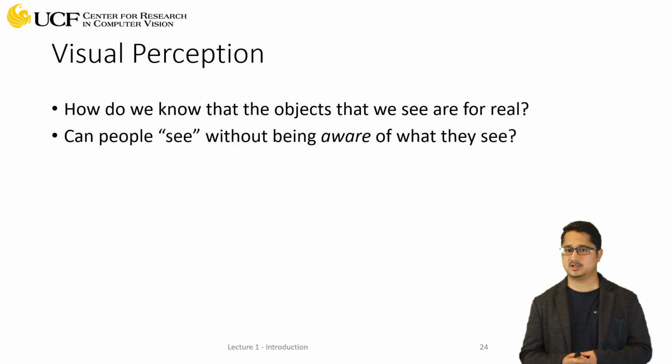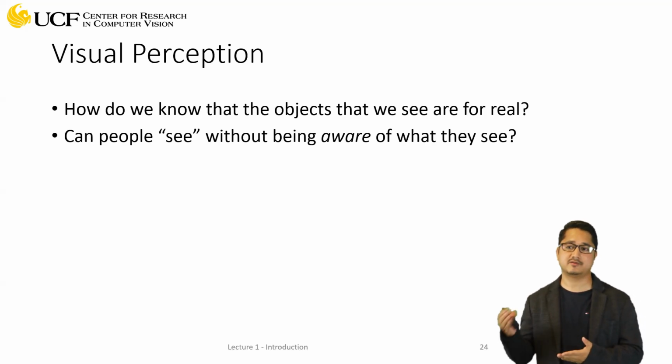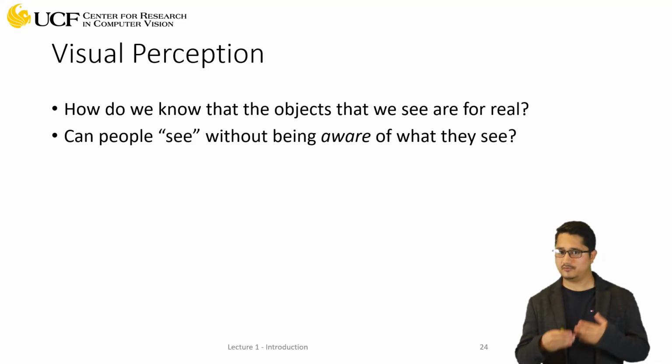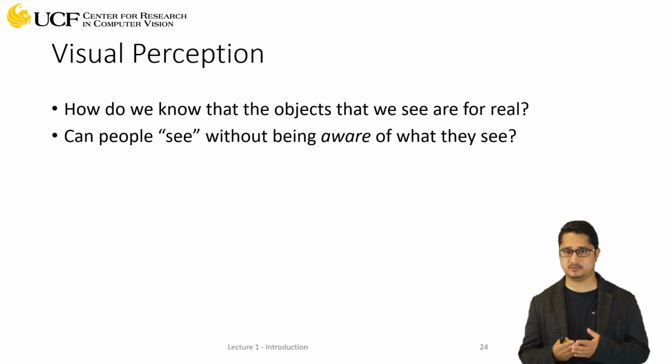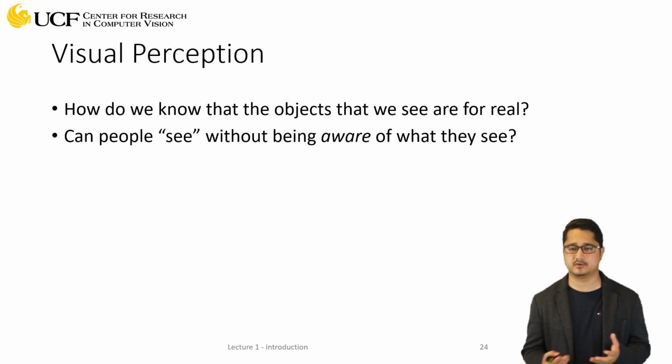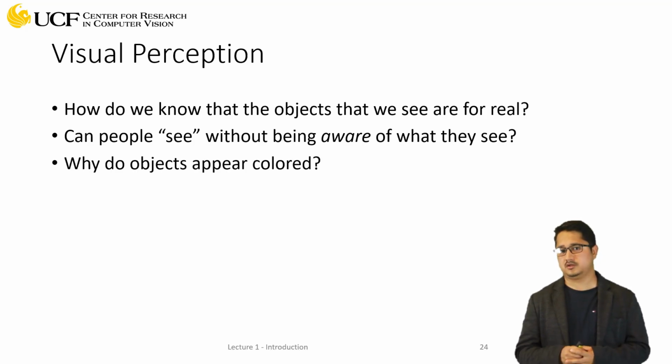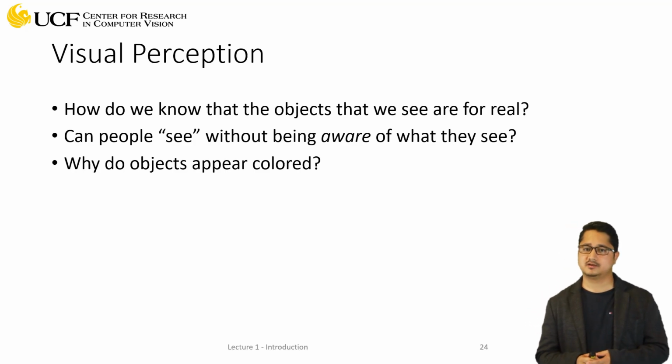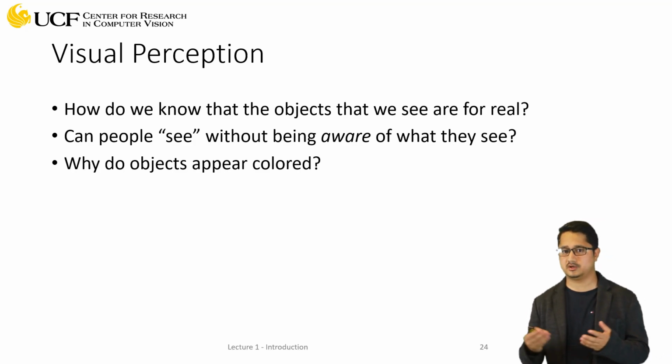The other question is, can we see without being aware of what we are seeing? Another relevant question is, if we are seeing something, does that mean that we are actually forming any visual perception or not? And this happens a lot. Sometimes your eyes are wide open and you're just looking at something, but your brain is not processing anything, and you are unaware of what's happening in your surroundings. The other thing is why these objects which are present in a 3D environment appear to be colored. These are some interesting questions related to visual perception, which we try to answer.